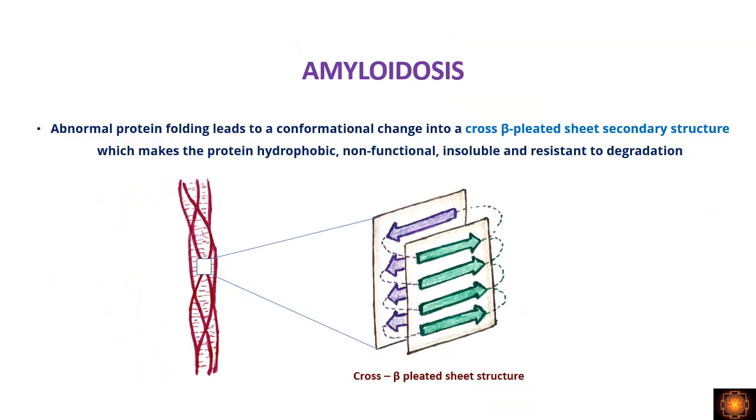So I told you after the polymerization, it should undergo some conformational change in the structure, and that is they form a cross beta pleated sheet structure. Once they form this cross beta pleated sheet structure, these proteins become hydrophobic, non-functional, insoluble, and even resistant to degradation. So that's why they can't be degraded, and then they start accumulating. So this is the cross beta pleated sheet structure which we see in these amyloid fibrils.